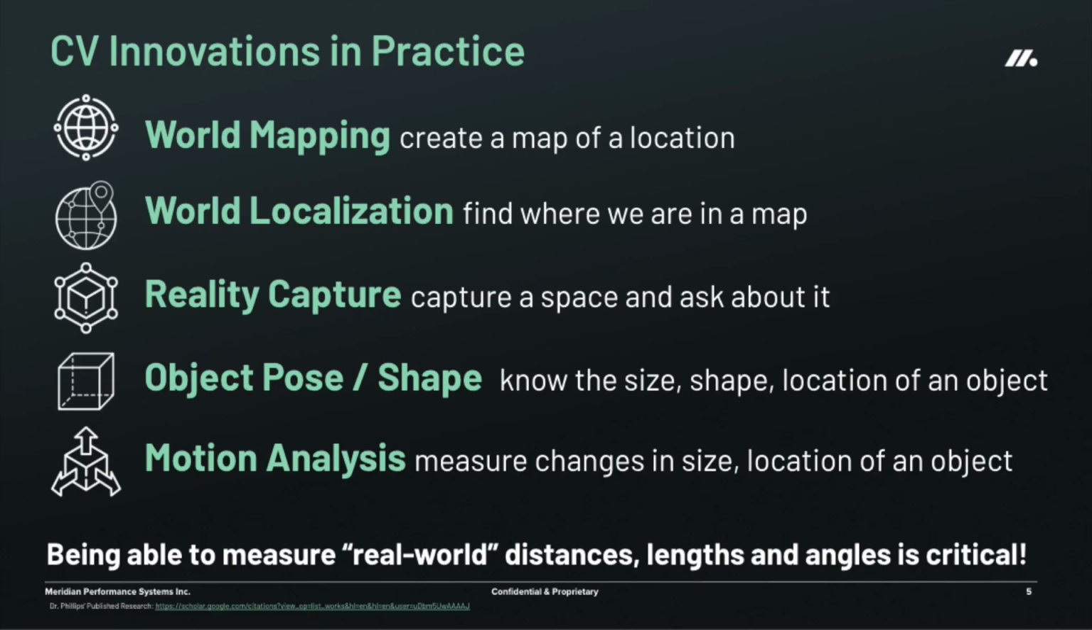And when it comes to capturing everything in the space and asking questions, one important aspect of that is determining the pose and shape of objects within that space. So that's knowing the size, the shape, and where they are relative to the camera or relative to some other point of interest. And then once you make this world dynamic, that's where you start having motion analysis. And that's measuring the changes in the size and location of an object. And all of these things require the ability to measure real-world distances, lengths, and angles, which is a key part that comes back to the math, geometry, and physics of computer vision.